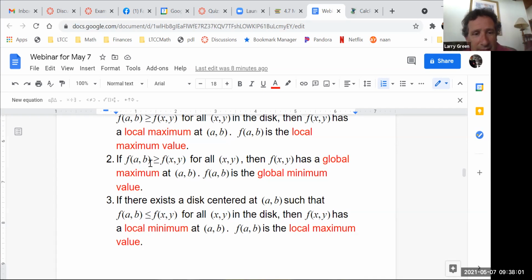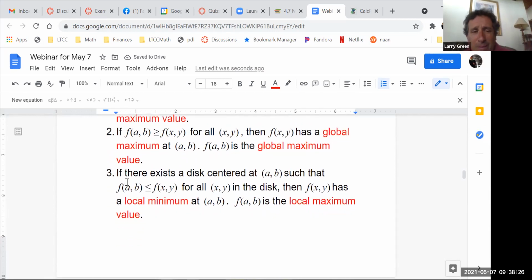Okay, just to let you know, if f of ab is greater than or equal to f of xy for all xy, none of this disk stuff, then f of xy has a global maximum at ab. And f of ab is the global maximum. That's a typo. It is the global maximum value.